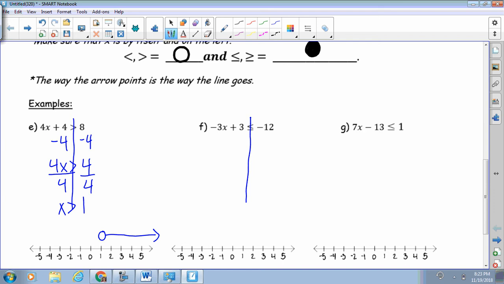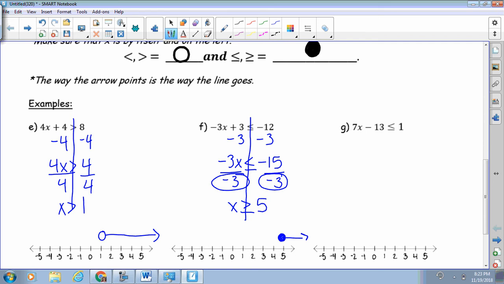Example F. How do I undo plus? I subtract. So I get negative 3x is less than or equal to negative 15. I'm going to divide by negative 3. So I get x is greater than or equal to 5. Because I divided by negative, my sign flipped. So I'm going to have a closed circle over 5, arrow going to the right.